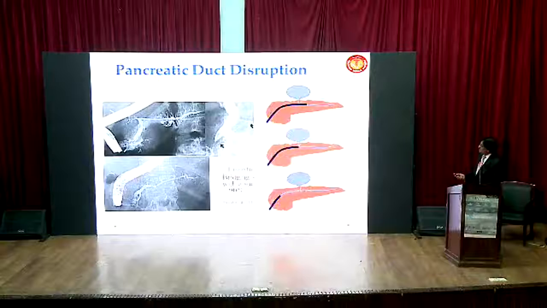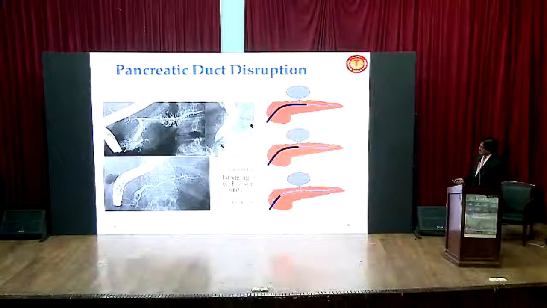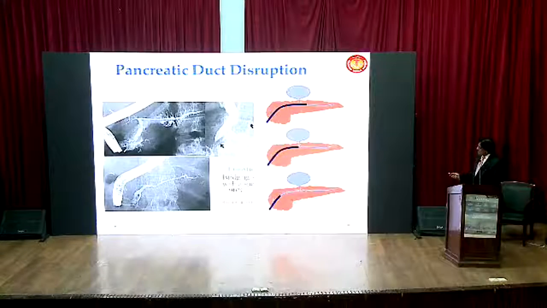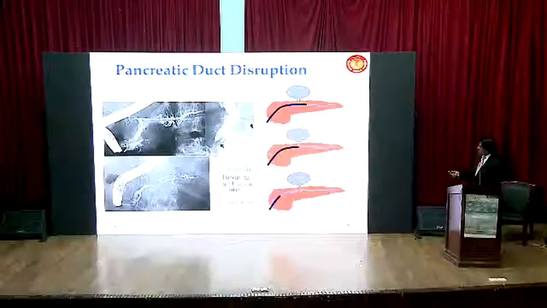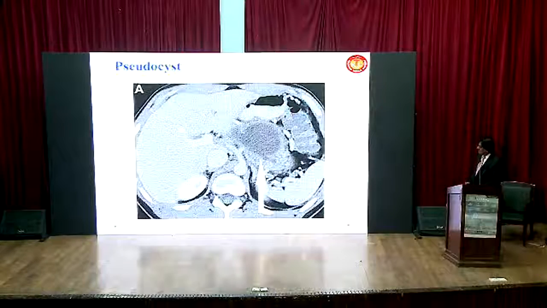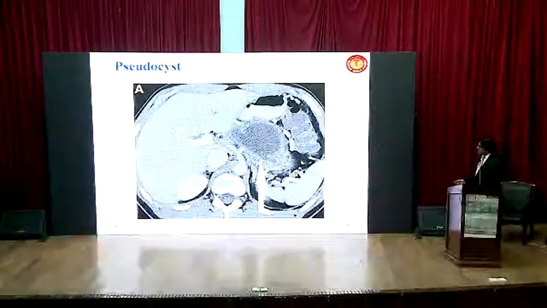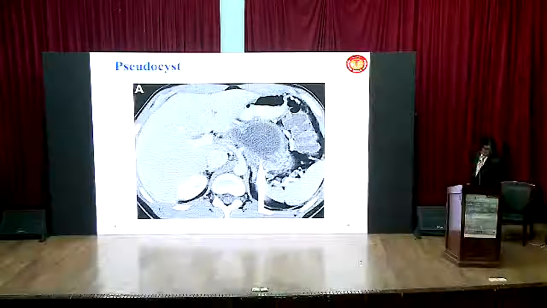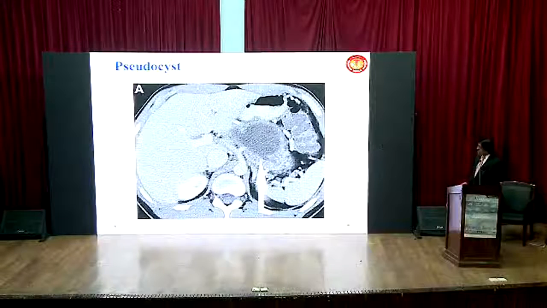So pancreatic duct disruption. This is how it looks if you do the ERCP: the pancreatic duct is disrupted here, and you can see the dye coming into the parenchyma, and this is how it should normally look. And these are different ways when these secretions go out and produce the pseudocyst. Next. This is very common to physicians, gastroenterologists and surgeons here, that you see the pancreatic pseudocyst here. Next.